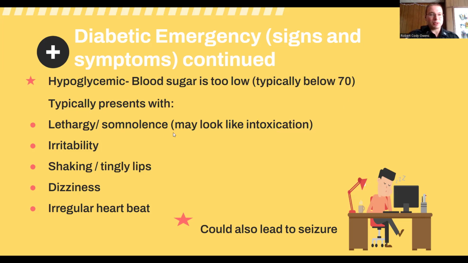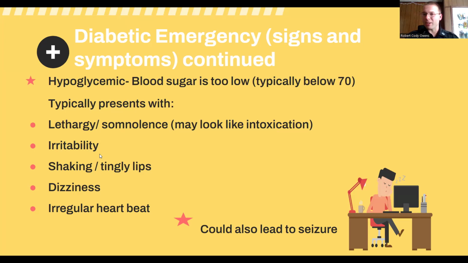The person having the event may also seem irritable, taking hangry to the next level, and they may exhibit shaking. I've seen people who are starving with low blood sugar, and they'll be shaking. They may feel like they have tingly lips, and they'll be dizzy. An irregular heartbeat can be assessed on a monitor, or sometimes you can feel it yourself if you're having a super irregular heart rhythm.